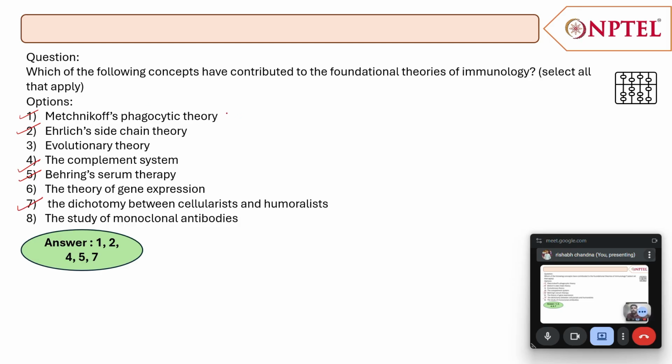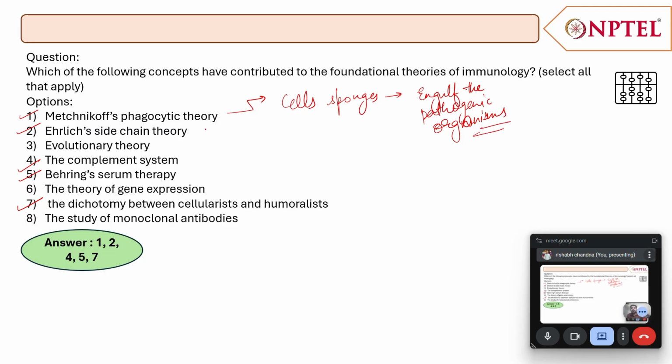Okay, so Metchnikoff's phagocytic theory states that the cells, basically from the sponges, can actually engulf the different pathogenic organisms. Okay, then Ehrlich's side chain theory. This is another theory.